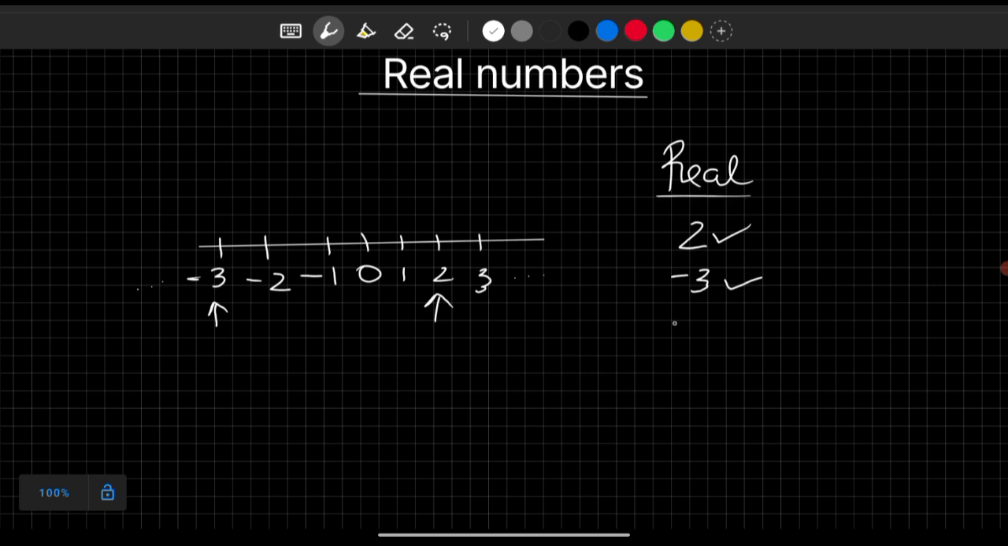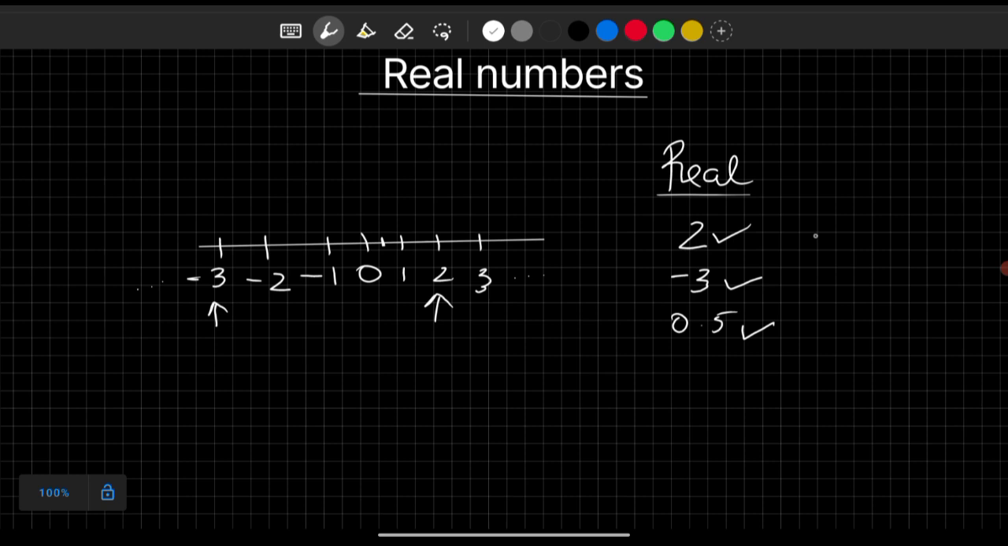Okay, now let's say I want to consider some fractional numbers. Let's say 0.5. Can I represent 0.5 on the number line? Yes, 0.5 will be somewhere here in between 0 and 1. So this also can be found or it can be represented on a number line. So this is also a real number.